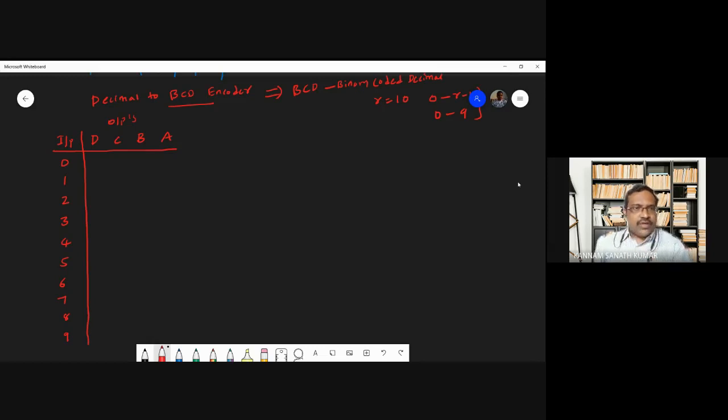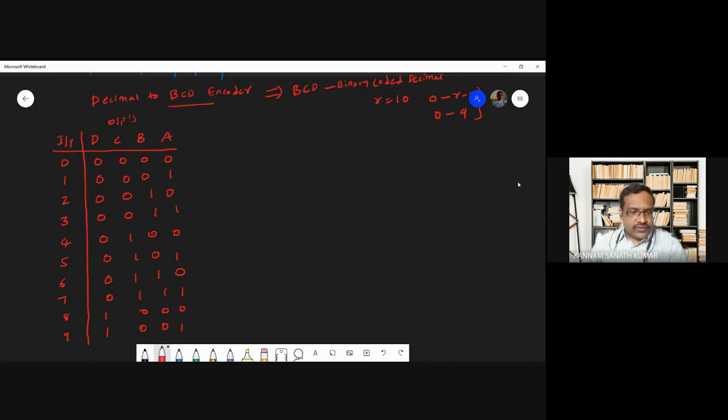So this is a 4-bit BCD. 0 means 0, 0, 0, 0. 1 means 0, 0, 0, 1. 2 means 0, 0, 1, 0. 3 means 0, 0, 1, 1. 4 means 0, 1, 0, 0. 5 means 0, 1, 0, 1. And 6 means 0, 1, 1, 0. And 7 means 0, 1, 1, 1. And 8 means 1, 0, 0, 0. And 9 means 1, 0, 0, 1.